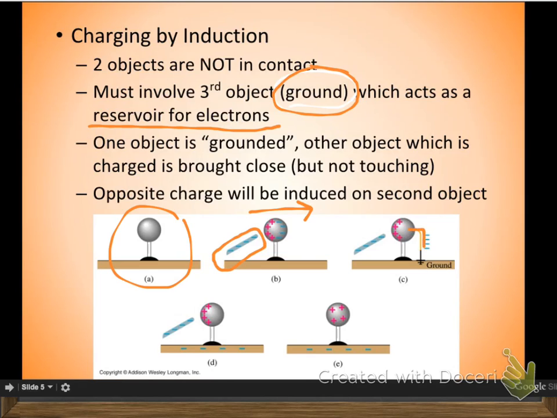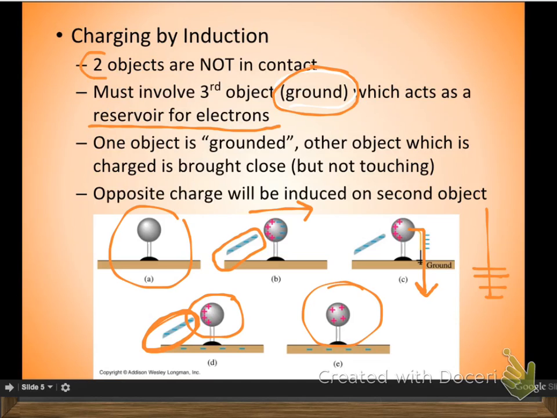Well then, if we hook that thing up to ground, and the symbol we use for ground is this, badly drawn, but it's that, something driven into the earth, those electrons will actually vacate the object. They will flow off the object and into whatever that ground reservoir is. And then what you have is an object that has a net positive charge. You can now remove the negatively charged object that you used to charge it, and it's still got a positive charge. So that's charging by induction.